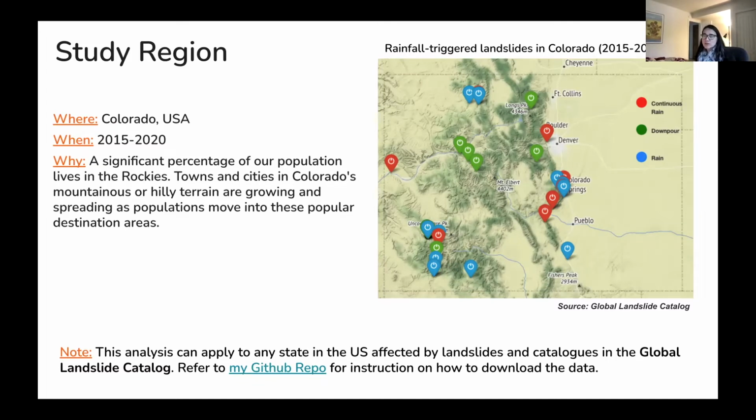So here I'm showing a map that plots all the landslides within that time period, color-coded by trigger. However, this analysis can be applied to any US state where the landslide catalog archives events, for example, if you want to compare and contrast, which is what I'll show in my results slides coming up.